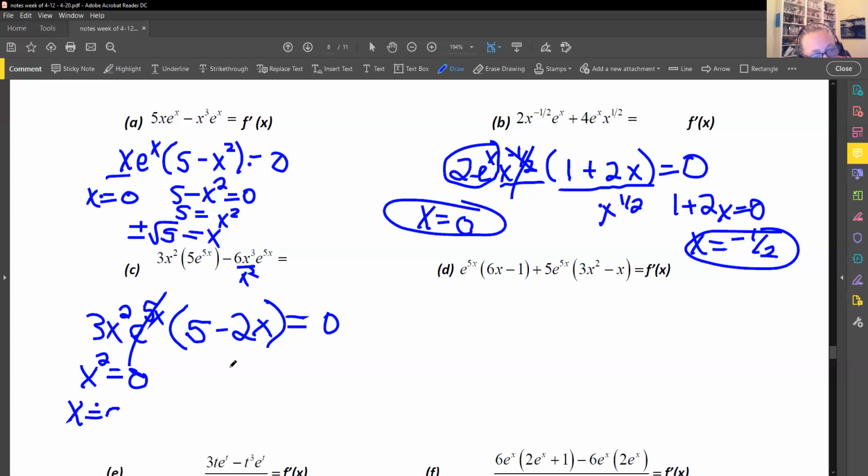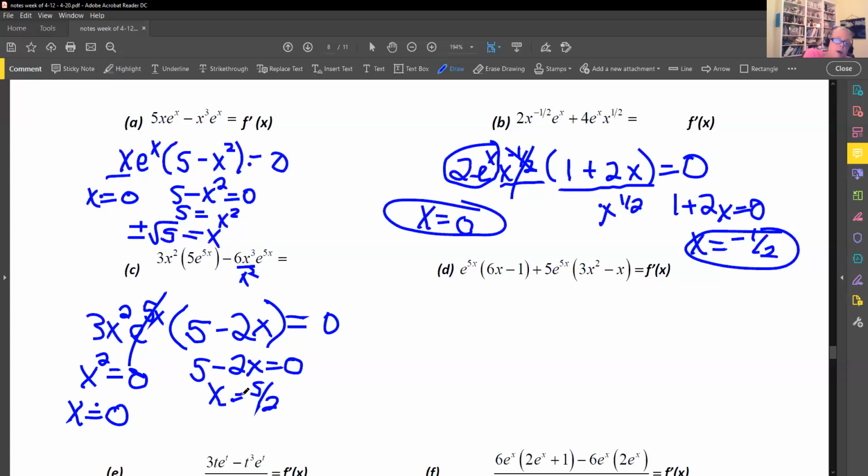And if you solve this other guy, you're going to get 5 minus 2x is 0. So you get 2x equals 5, and you're going to get x equals 5/2. Okay? So 5/2 and 0 are your critical values.